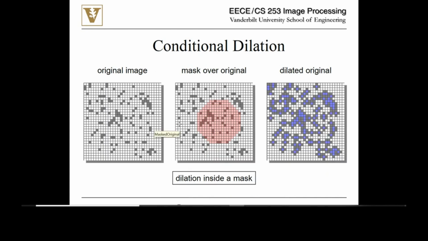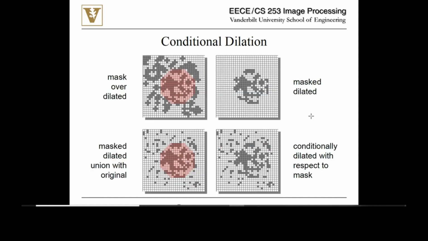Okay, so let's refine a bit more these concepts. Now, let's say that I want to dilate, but only within a mask. So let's say that I have this original image, and I want to compute the dilation only within this mask. What I can do is compute the dilation with everything, and then you mask the part that you want to keep, and outside the mask you keep the original pixels.